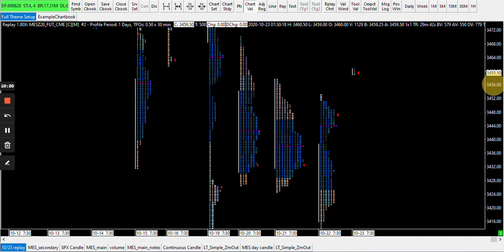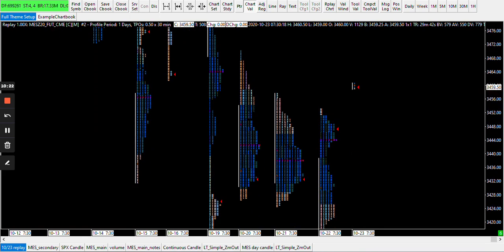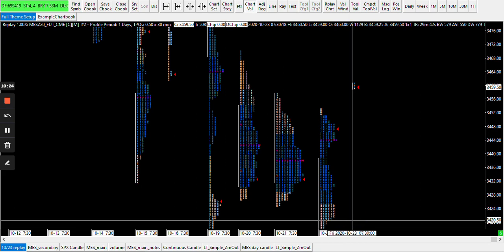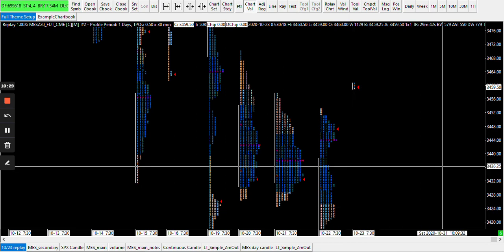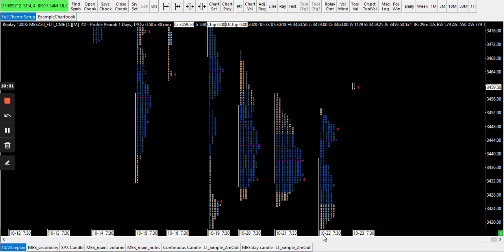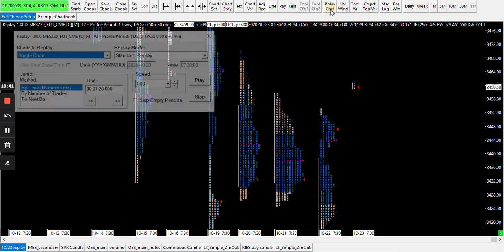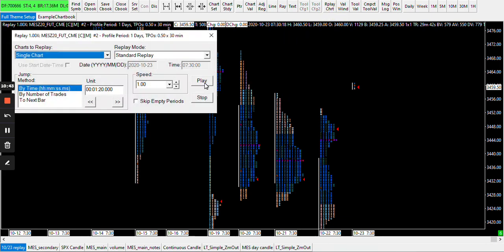So I've set this up previously. We're here. I'm going to do a replay just to show this, but this is on October 23rd, 2020. From the 22nd to the 23rd, there was a gap up here. It was pretty minor. It's pretty small. And what I'm going to do is just put this on play so that we can watch what happens.